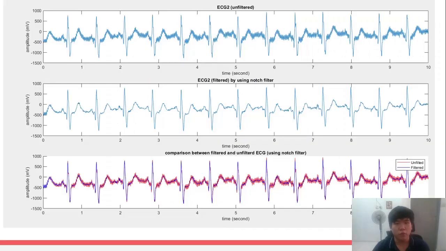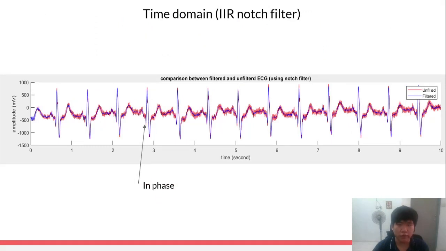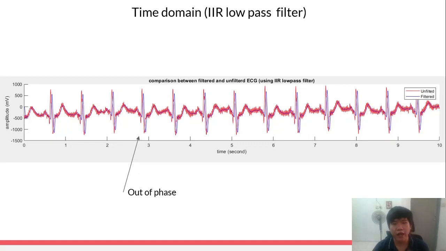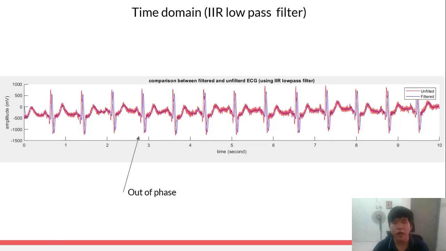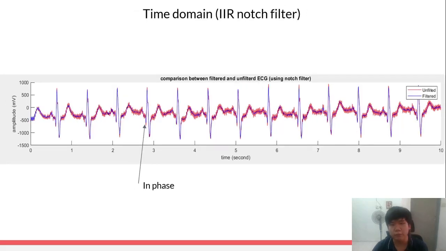First, let's look at the time domain for the IIR notch filter output. And we see that the blue color is the output and the red color is the input. So you can see that the output and the input are in phase. Next is the time domain of the IIR Butterworth low pass filter. And for this result, you can see there's a phase delay between the output and the input, the same as with the FIR Hamming low pass filter. And the reason why the IIR notch filter doesn't have the phase delay is because its phase response is constant.